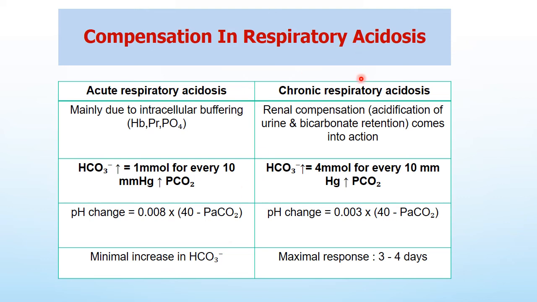In chronic respiratory acidosis, the compensation is mainly via the renal compensation. There is acidification of urine and bicarbonate retention. So for every 10 mm of Hg of increase in PCO2, there is 4 millimole of increase in bicarbonate, and the pH change can be calculated by 0.003 times (40 minus PaCO2), and the maximum response of chronic respiratory acidosis occurs in 3 to 4 days.